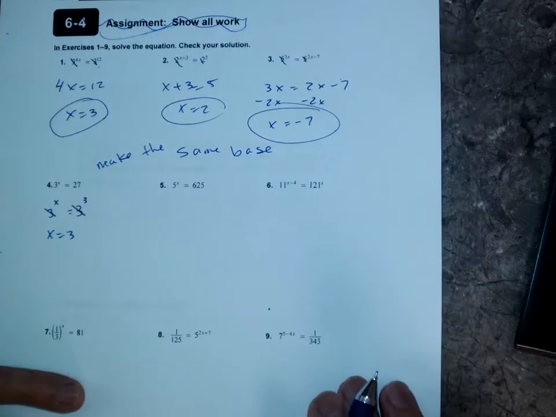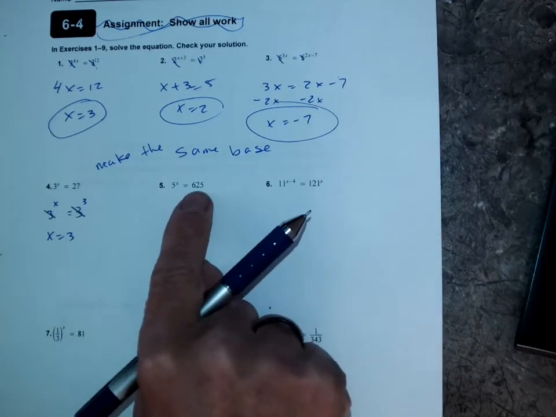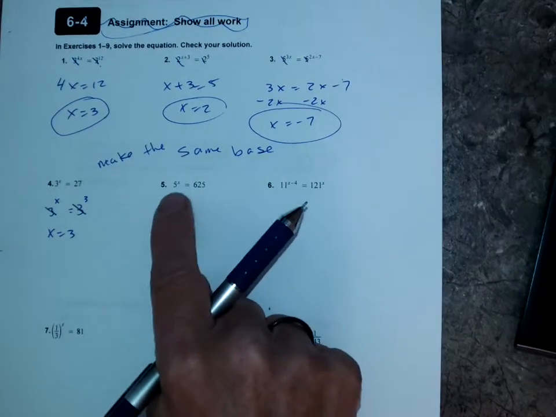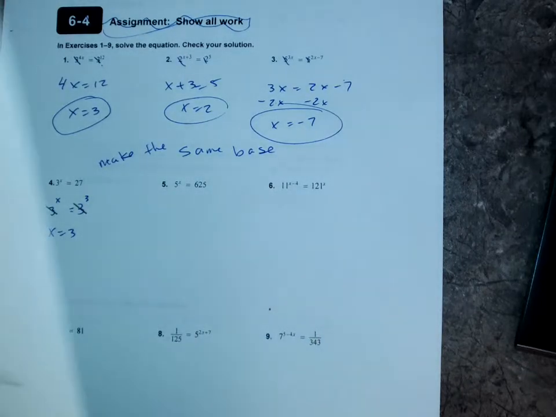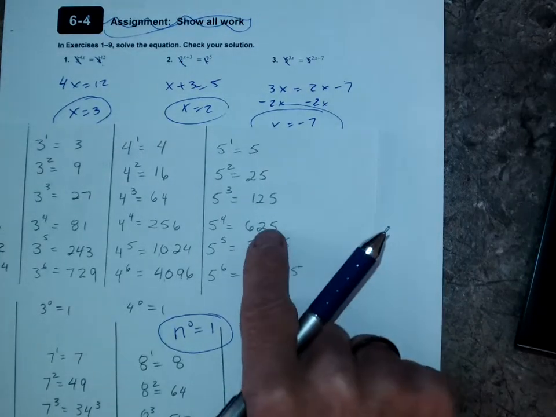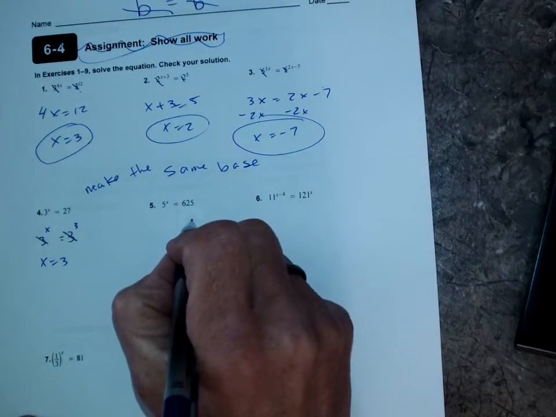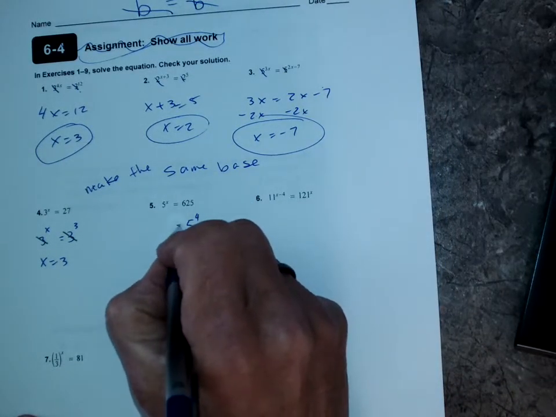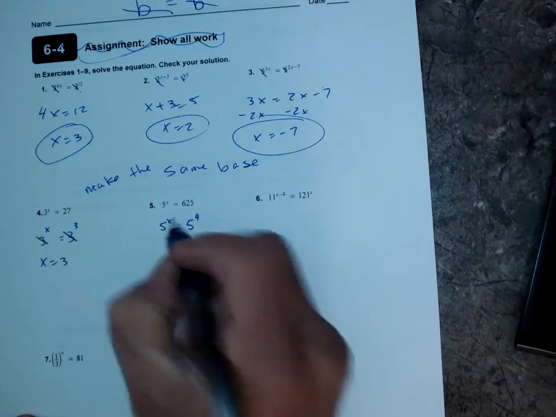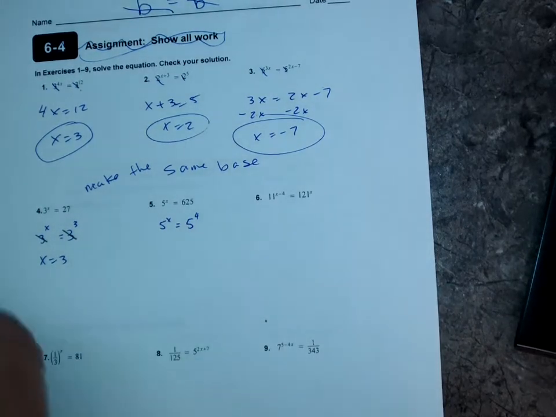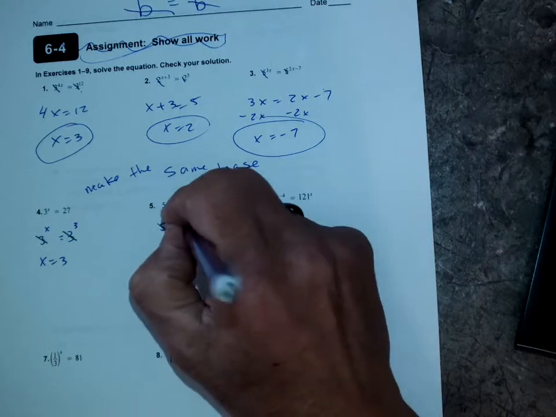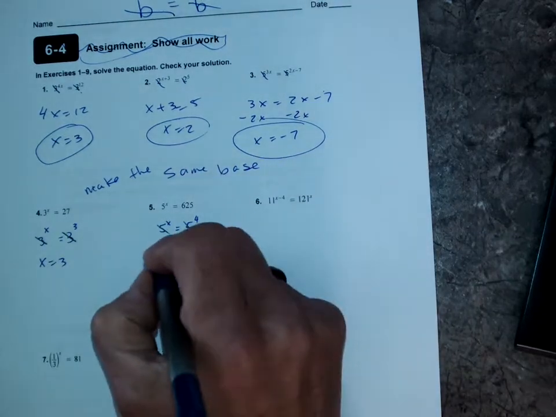Okay, 5. 625 has to be some power of 5. I'll get a little hint here, so I look at my chart. 625 is 5 to the 4th. So I'm going to rewrite this as 5 to the 4th. Same base, I can cross off my bases. Boom, boom, and x equals 4.